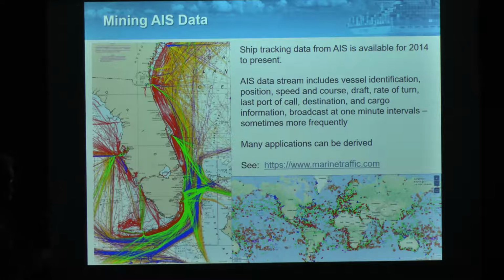This is just a year's worth of AIS data around the state of Florida, color-coded by vessel type. The green ones, I believe, are passenger vessels. The red ones are tankers, or is it the other way around, Steve? You can see all the cruise ships coming and going from Miami and Port Canaveral, and some coming in and out of Tampa Bay. You see a lot of the petroleum tankers.